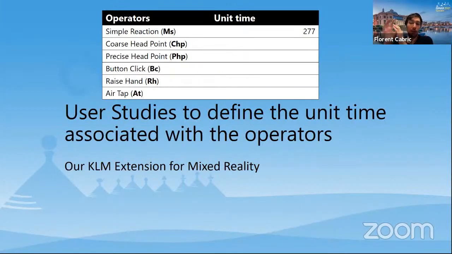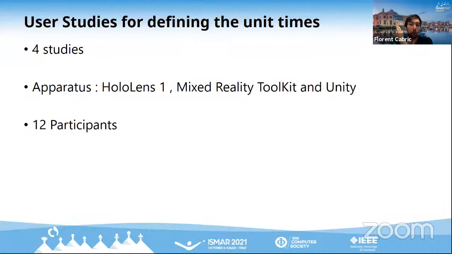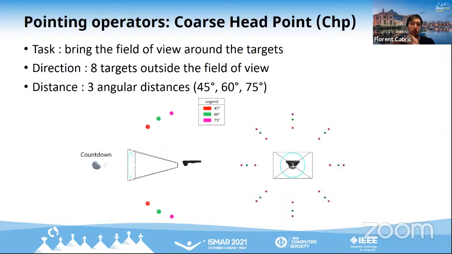So we now have our 6 operators to model the selection task in a mixed reality HMD environment. But an extension of KLM requires defining a unit time associated with each operator. To this end, we designed 4 user studies with the HoloLens, HoloLens version 1, and each study was conducted by 12 participants. For the first operator, the coarse head point operator, we need to model the time taken by users to bring the field of view of a HMD around the target.